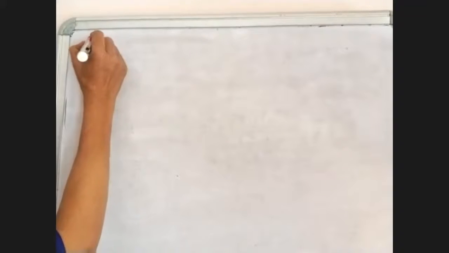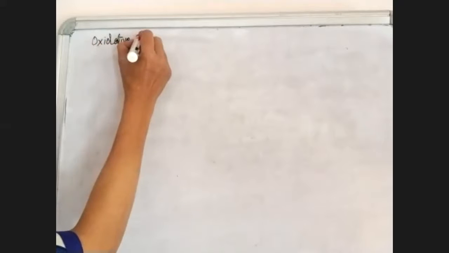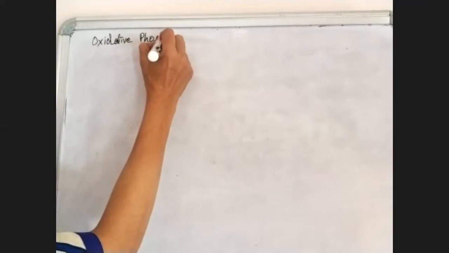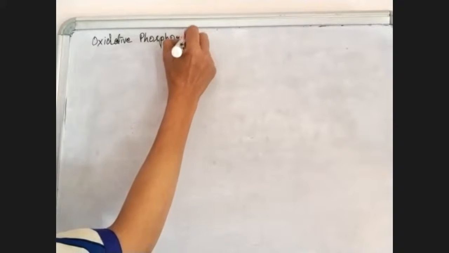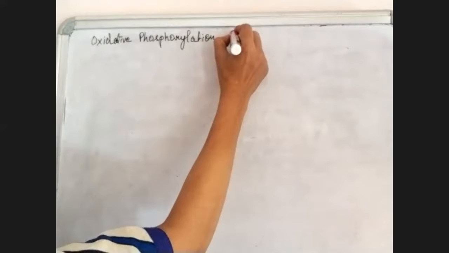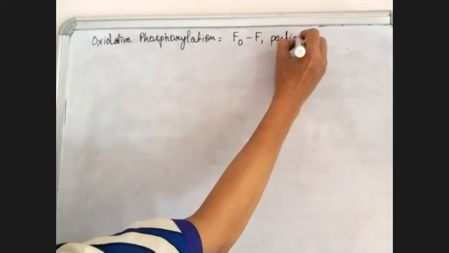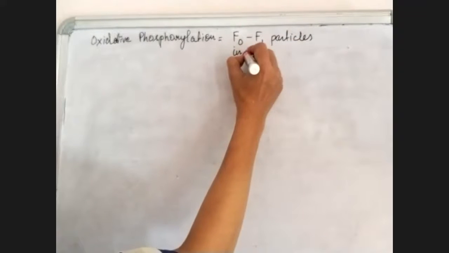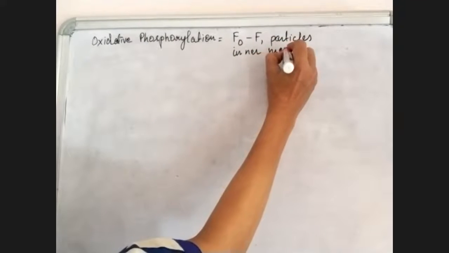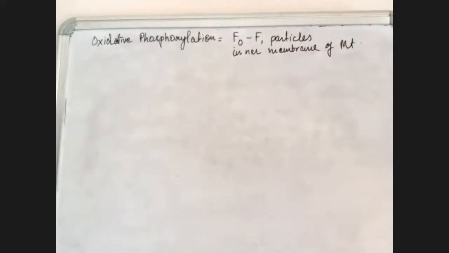Oxidative phosphorylation takes place in F0, F1 particles which are located in the inner membrane of mitochondria. So here it takes place, oxidative phosphorylation. Now, what happens during this process of oxidative phosphorylation?